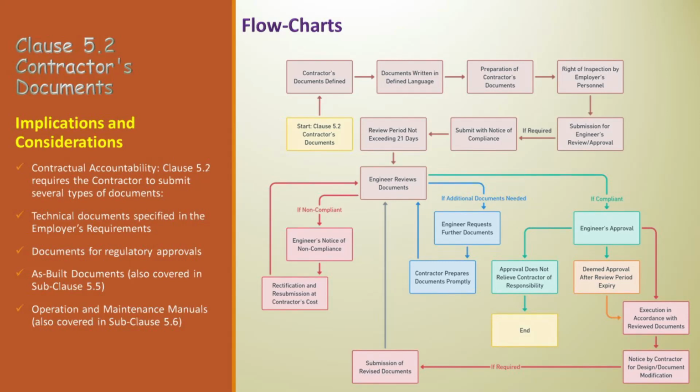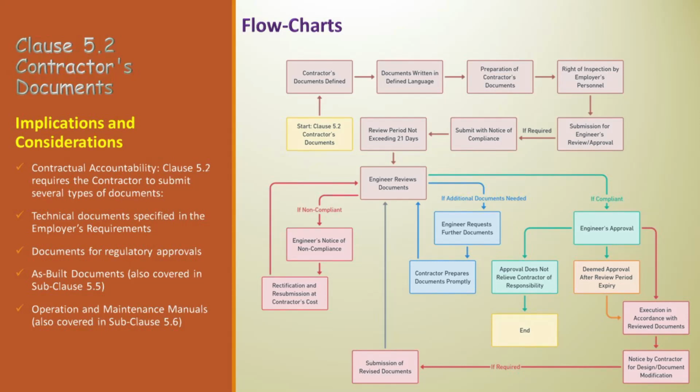Next is engineer reviews documents. Now, the engineer checks the documents to see if they meet the contract standards. Next is decision point. Is the document compliant? The engineer must decide if the document follows the contract rules. Next is if non-compliant. Engineer's notice of non-compliance. If the document doesn't meet the standards, the engineer will tell the contractor what's wrong.